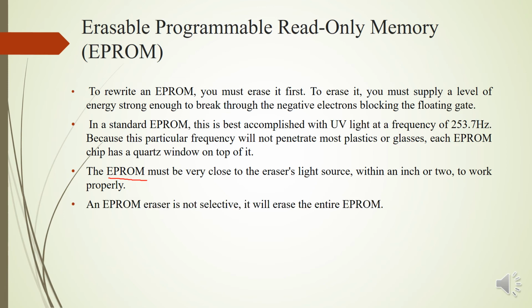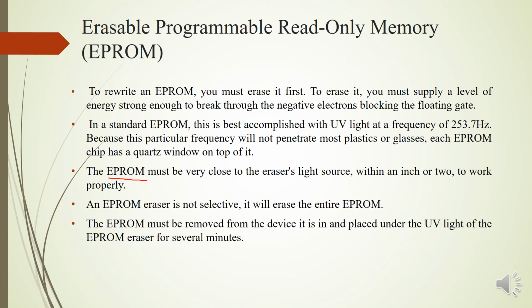The EPROM must be very close to the eraser's light source, within an inch or two, to work properly. An EPROM eraser is not selective, it will erase the entire EPROM chip. The EPROM must be removed from the device it is in and placed under the UV light of the EPROM eraser for several minutes. An EPROM that is left under too long can become over-erased.